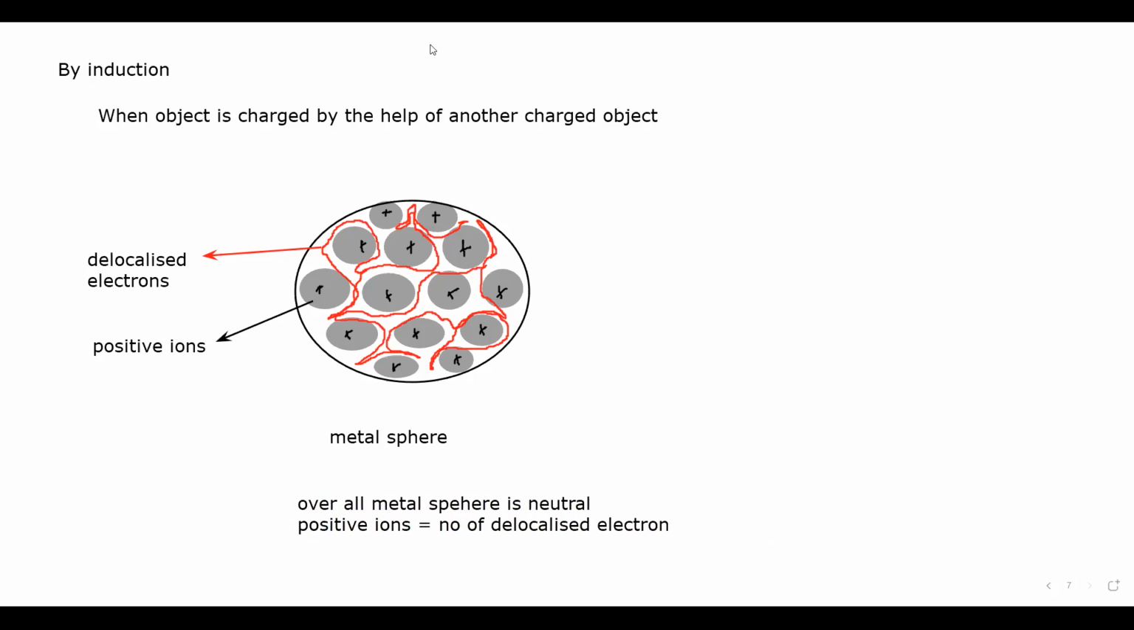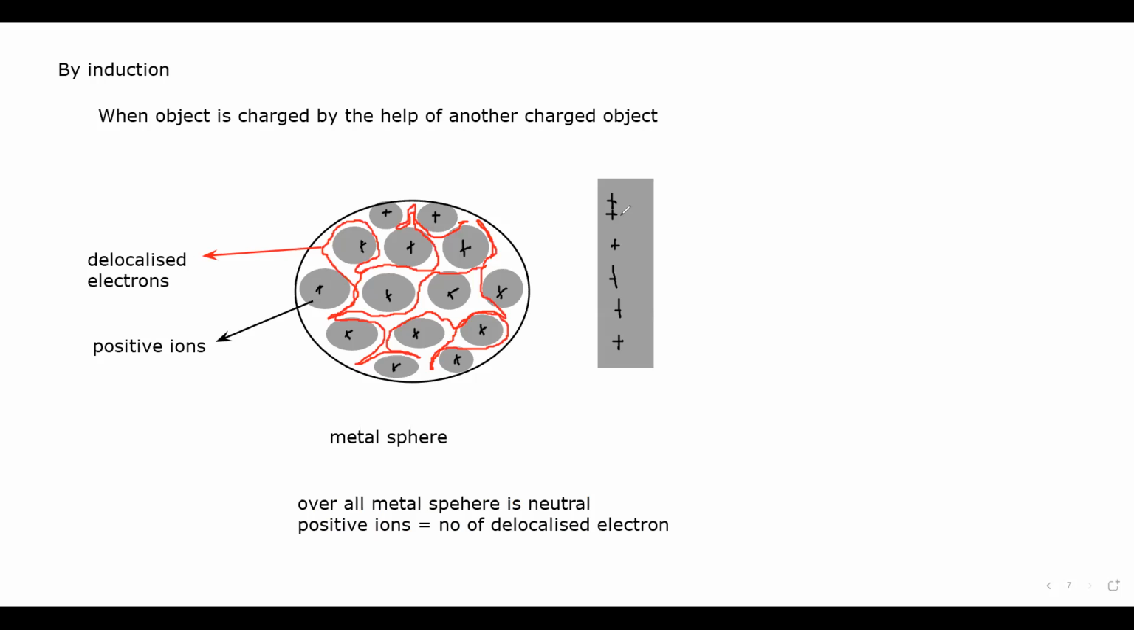Now what we will do, for example, when an object is charged by the help of another charged object, this is called electrostatic induction. So I bring a charged rod here, a positive charged rod, like a rod that I already made positive. So what happened? According to the law of electrostatics, unlike charges attract and like charges repel each other.